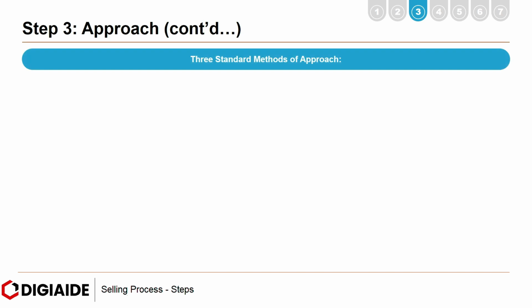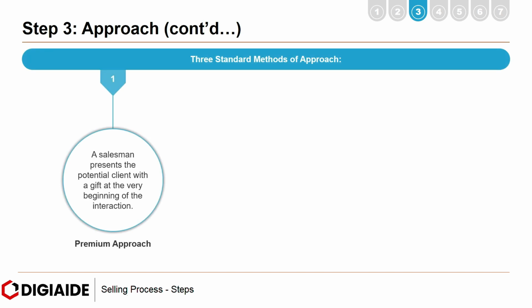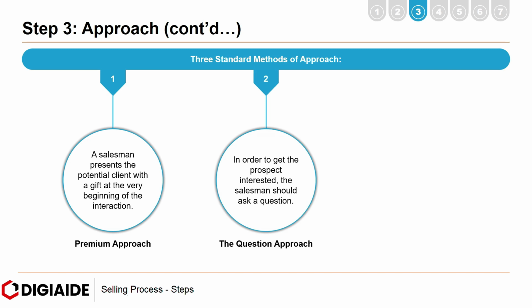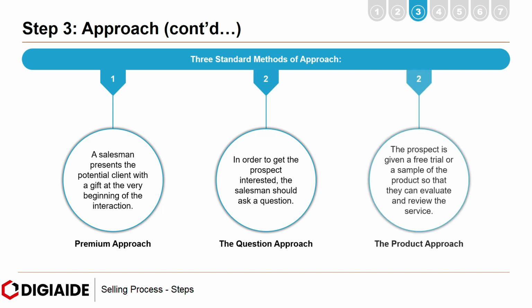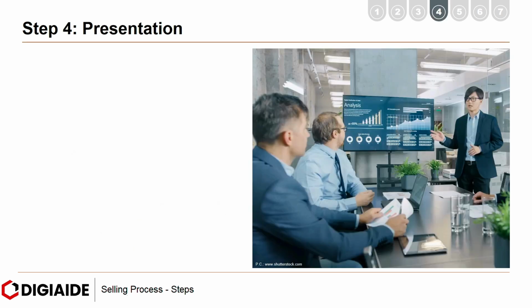Moving on, 3 standard methods of approach are: first, the premium approach, wherein a salesman presents the potential client with a gift at the very beginning of the interaction. Next, the question approach. In order to get the prospect interested, the salesman should ask a question. And third, the product approach. The prospect is given a free trial or a sample of the product so that they can evaluate and review the service.